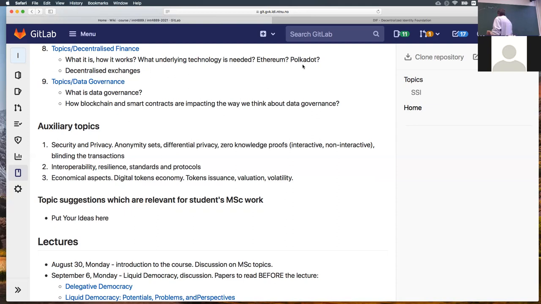So the decentralized exchange idea is that you have two people, and they have certain assets. This person has asset one, this person has asset two, and they want to exchange the assets, right? In normal life, what happens is you have a trusted intermediary.